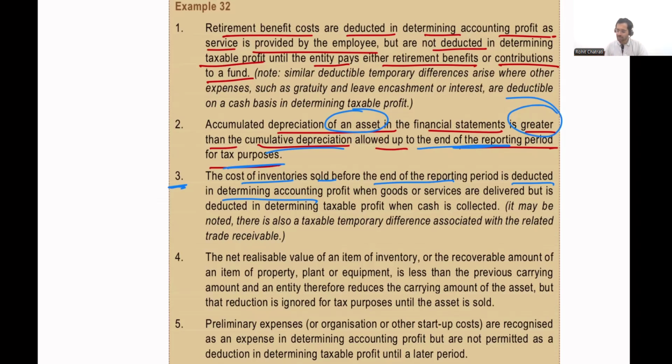Cost of goods sold is deducted for accounting profit when goods are delivered, but it is deducted in determining taxable profit when the corresponding cash is collected. The sales are going to be taxed in future when the cash is collected, and at that time only the cost of inventory also will be allowed as a deduction, which is what the question is actually stating over here, that this will give rise to a deductible temporary difference.